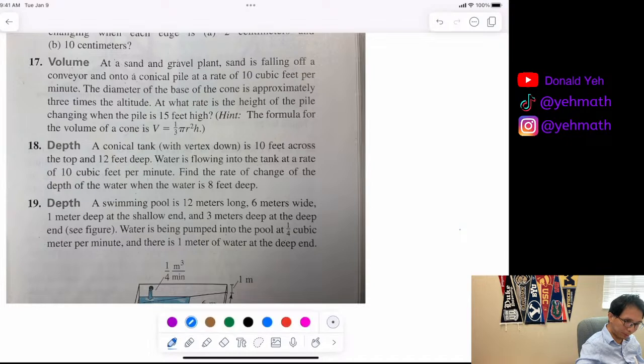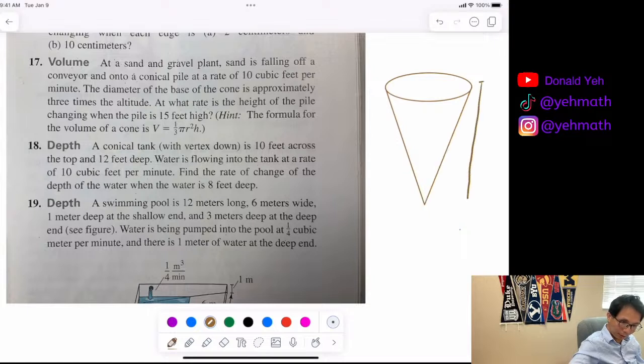Okay, let's draw the picture. The picture of the cone. This is some type of cone, and this cone has 12 feet height. So from here to here is 12 feet. Did you draw the top? It is 10. So that means radius is 5, and 5 on each side. Is that okay? Okay, and then there's water, 8 feet.